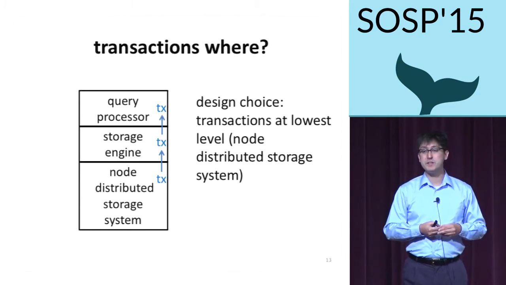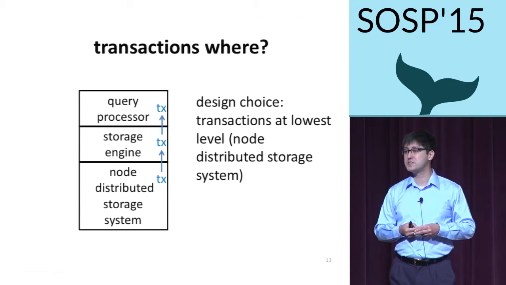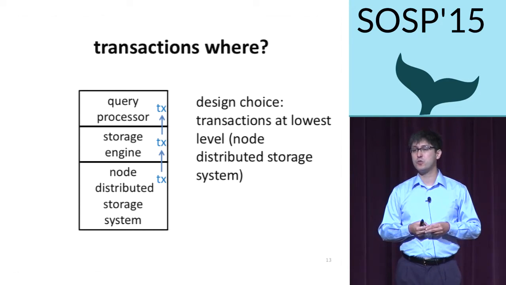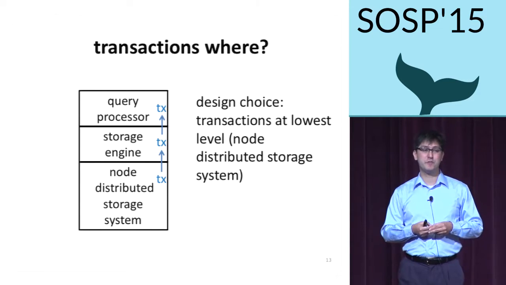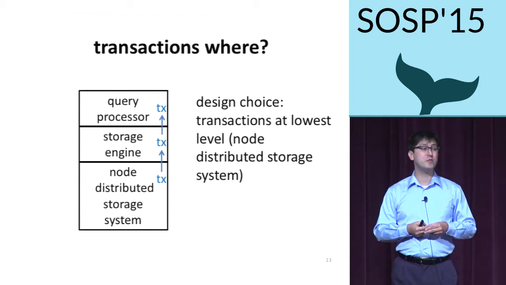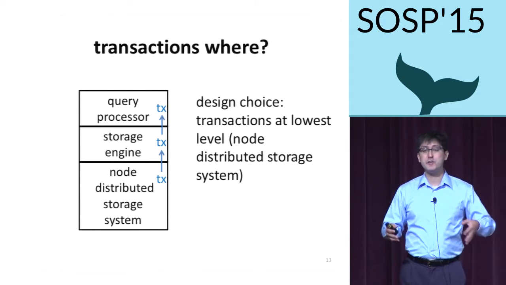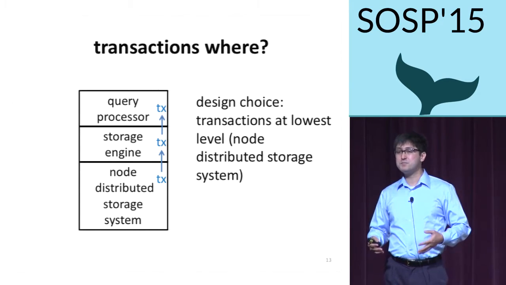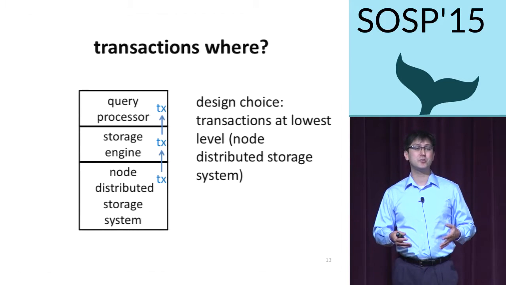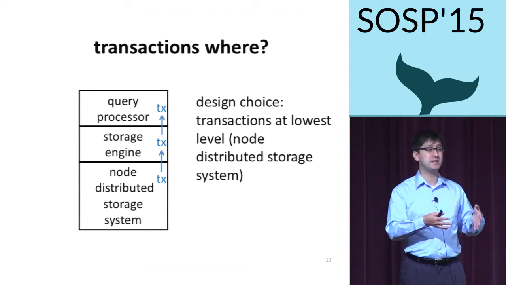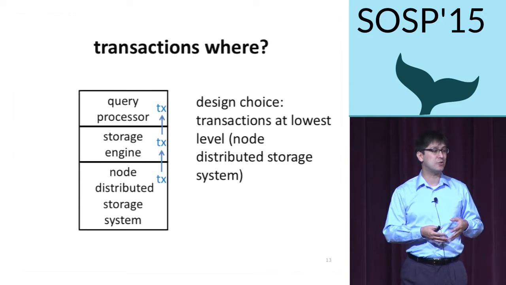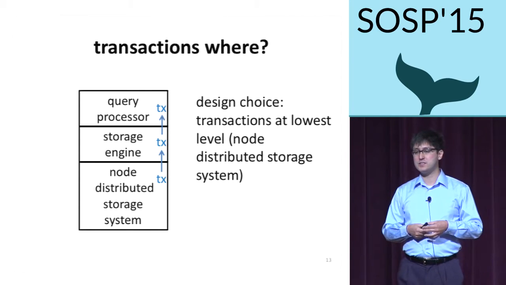The reason is because we wanted to take advantage of something called multi-version concurrency control, which is a very efficient form of concurrency control that roughly works by keeping multiple versions of the data. And if you're keeping multiple versions of the data, this is most efficiently and most easily done in the layer that's actually keeping the data itself, which in the case of Yesquel is the lowest layer, the node storage system.